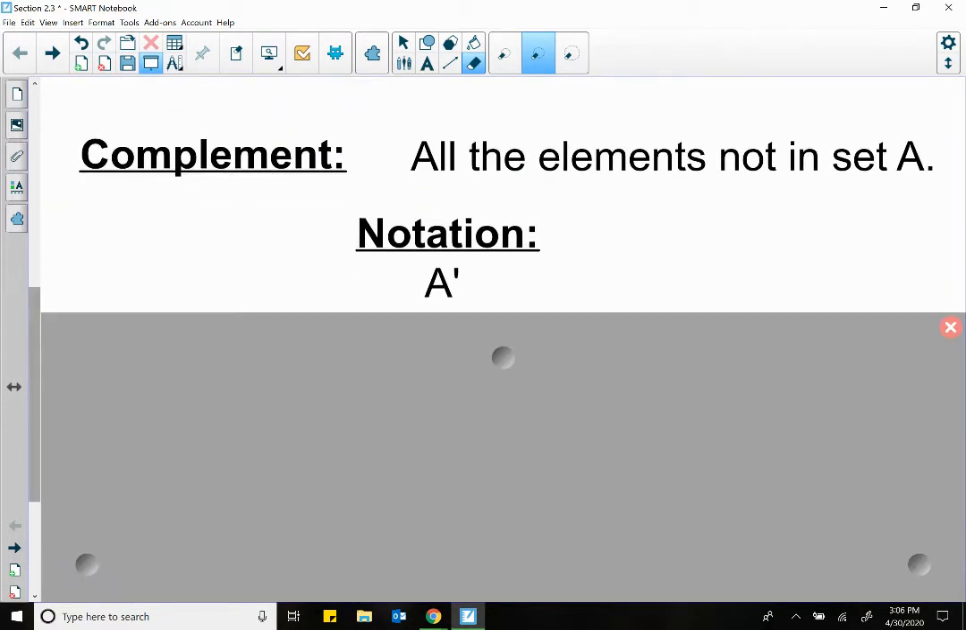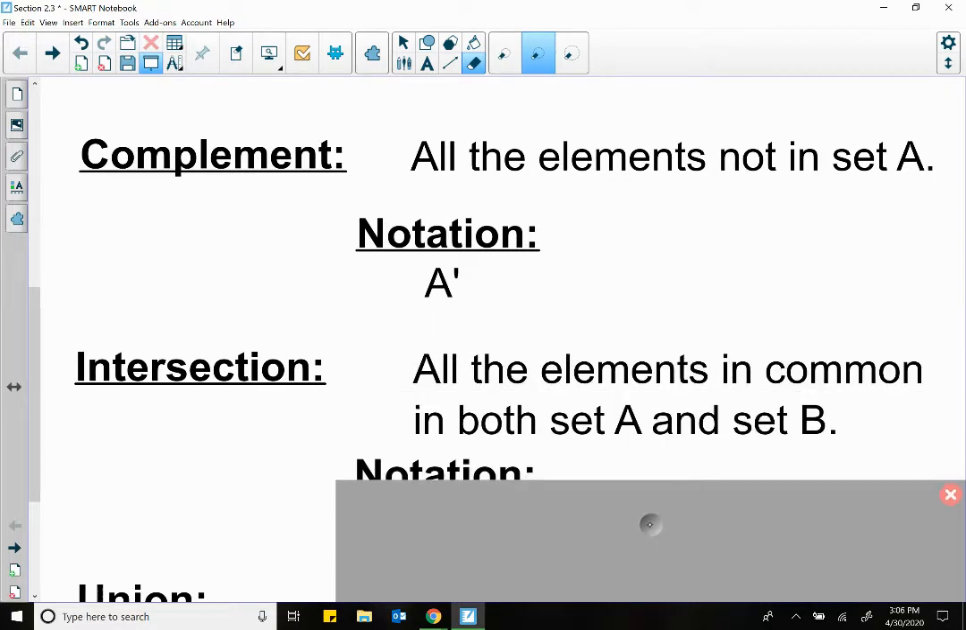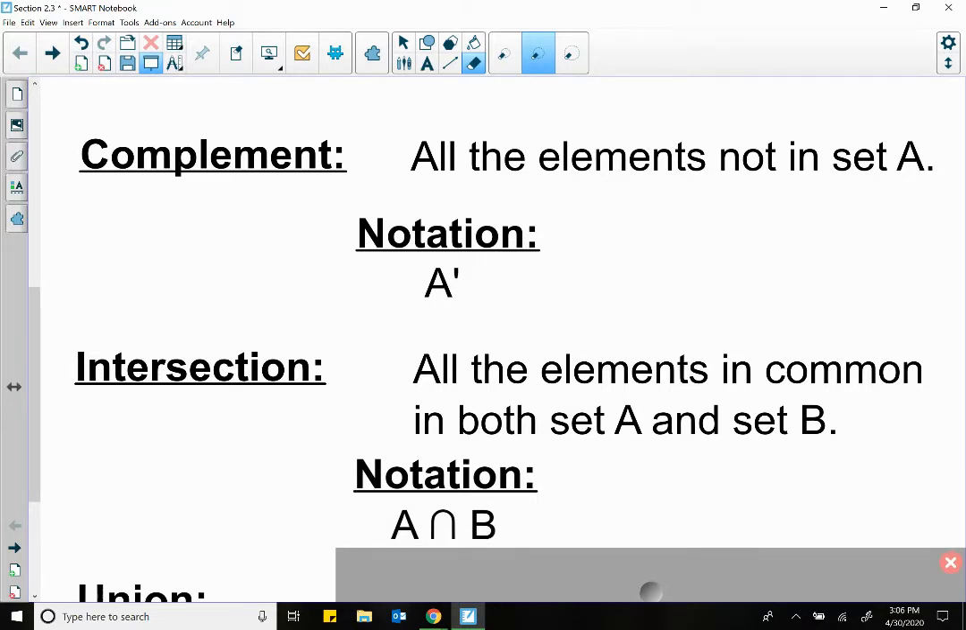The next one that we want to talk about, I can slide this over because there's nothing below it, is intersection. Intersection means we want all the elements in A and B that are the same. So what is in common in these two sets?